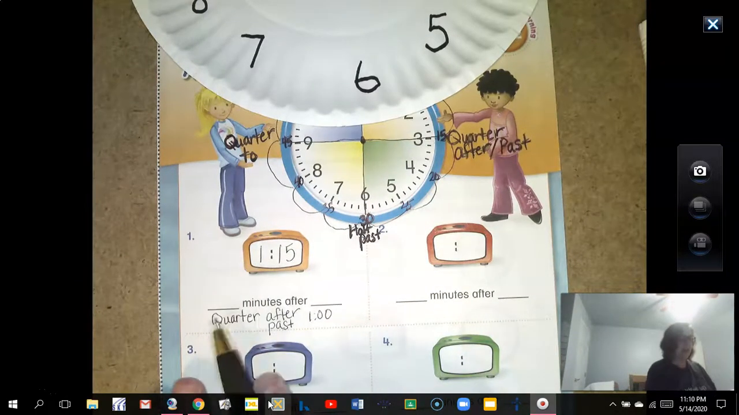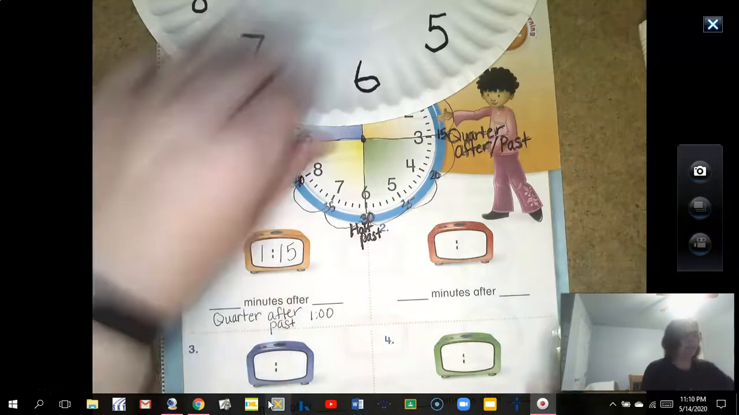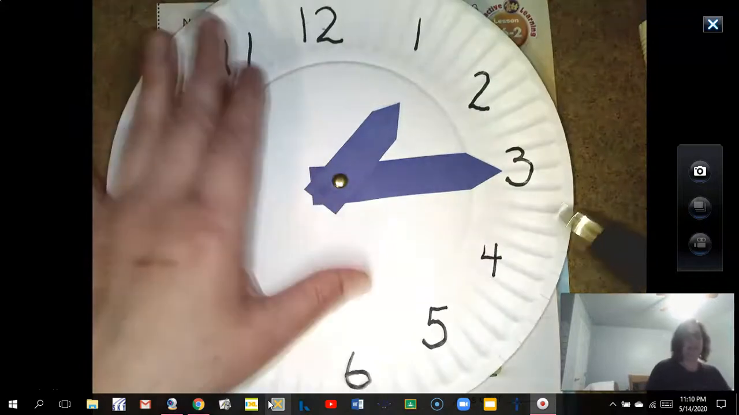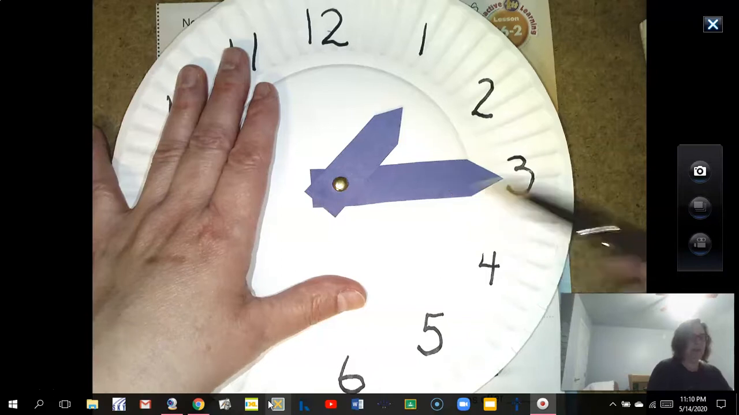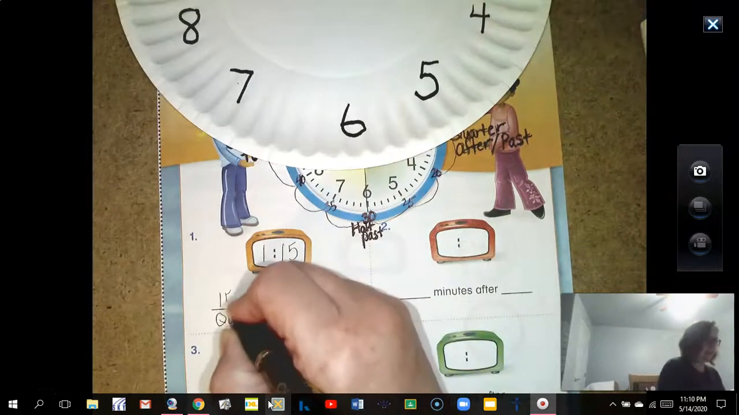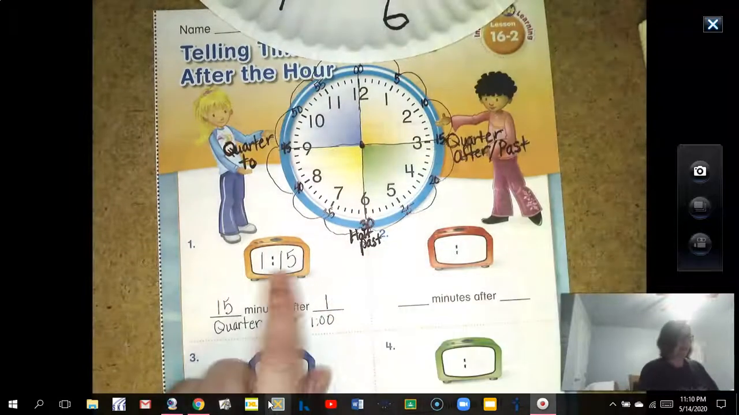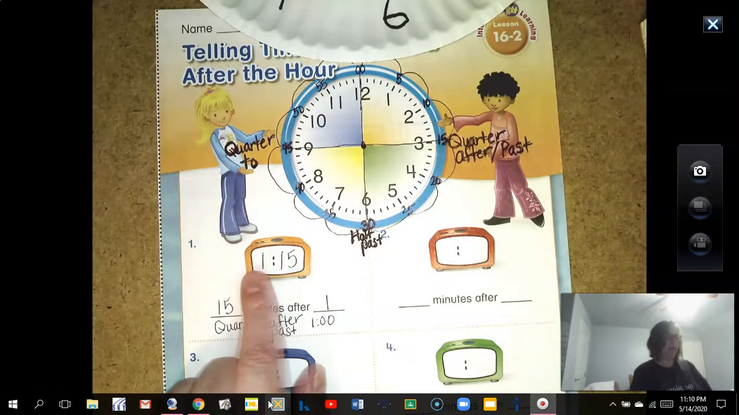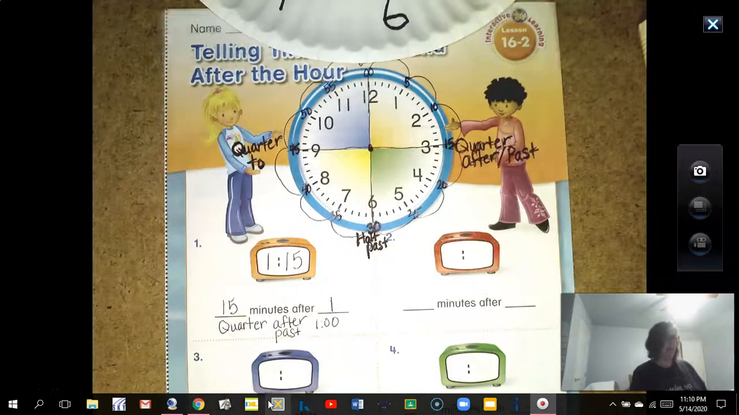All right, but there's lines here and it says blank minutes after blank. Well, let's look at the minute hand. Minute hand. How many minutes have gone by? When it's at the 3, how many minutes have gone by? Yep, that's 15 minutes after what hour? 1. Same as 15 minutes after 1. 15 minutes, these are the minutes, after 1 o'clock.